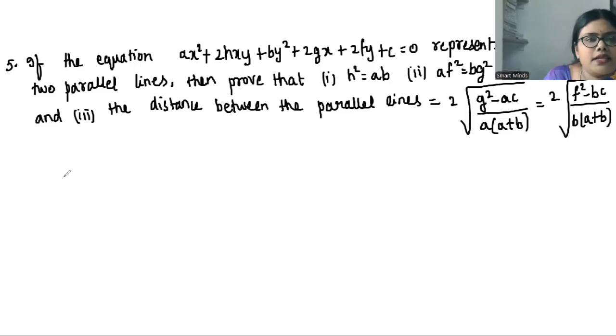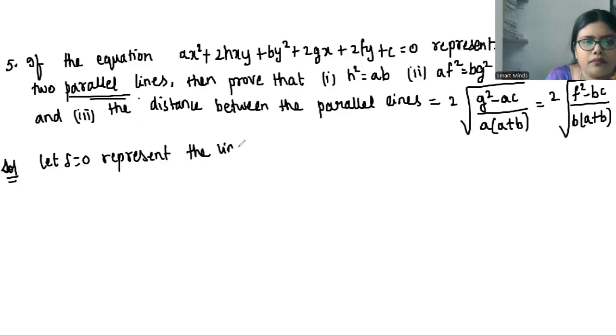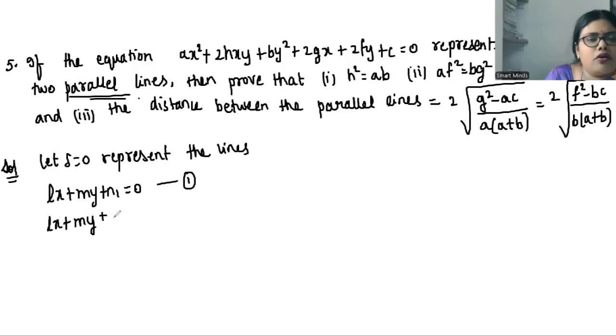So here parallel lines are given. What does it mean? Parallel lines means, always remember, for parallel lines, x and y terms are same. The difference comes only by the constant. So let s is equal to 0 represent the lines. Lx plus my plus n1 is equal to 0. Equation number 1. And for the second equation also, x and y terms will be the same. Lx plus my, only the constant changes. So always remember, for parallel lines, x and y terms will be the same.